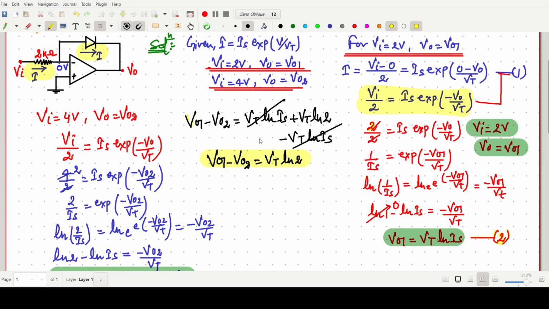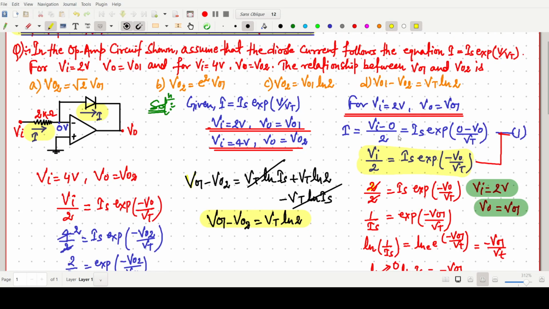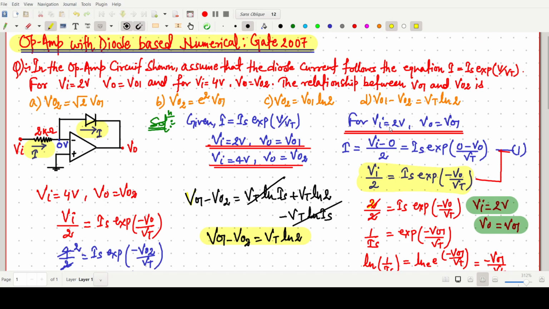So the correct answer for the above question is option number D. This is a very simple question. We have to just use the concept of the diode equation given: Is exp Vd by Vt. The voltage across this diode is 0 minus V naught, so that's why it is coming Is exp minus V naught by Vt. This one is the main equation we can say. Then we are doing for this one.